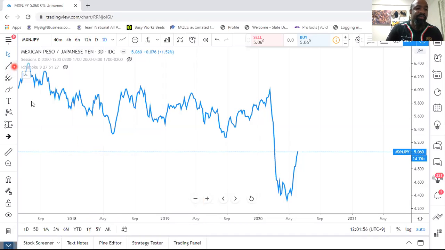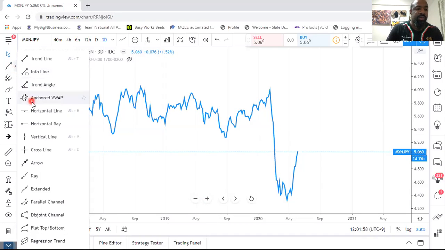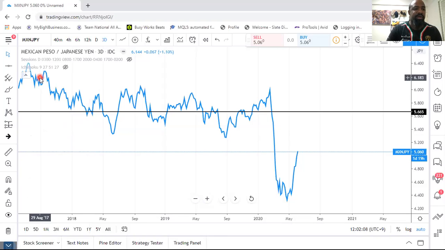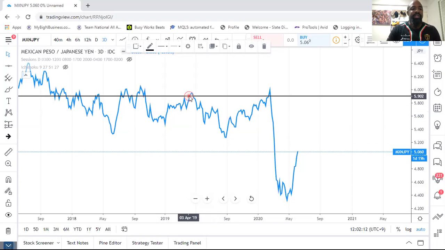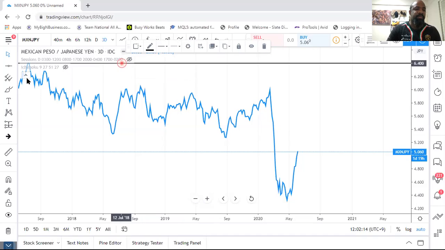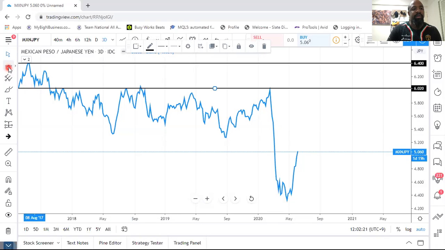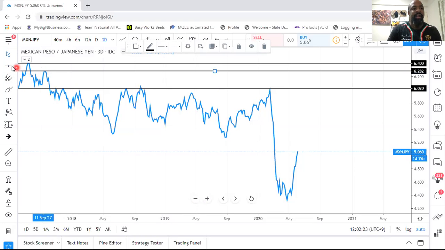Since we're on TradingView, we just go over and grab the horizontal tool. You can use the horizontal ray or the horizontal line. It doesn't really matter. You select the tool. There we go. What I do is I start from the left. We have this high here, this low here, then price pulls back up there, right? Anything in between here, that's just a range. Anything in between here, that's just a range.